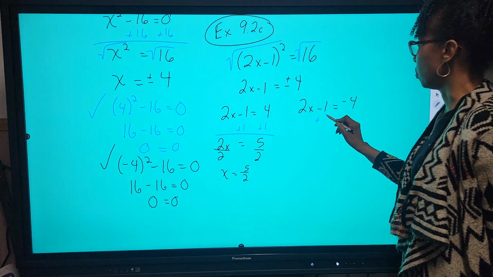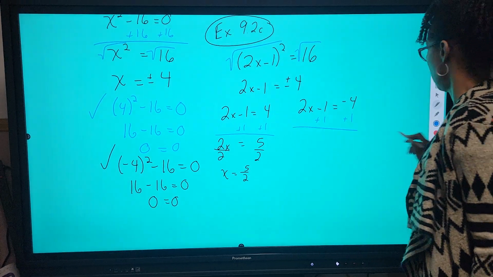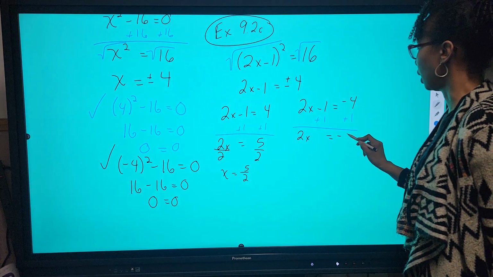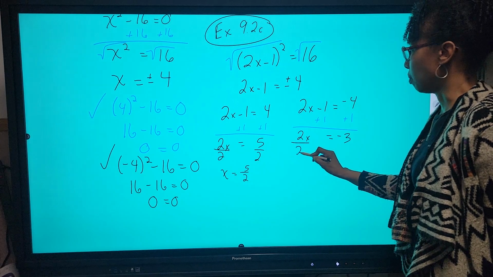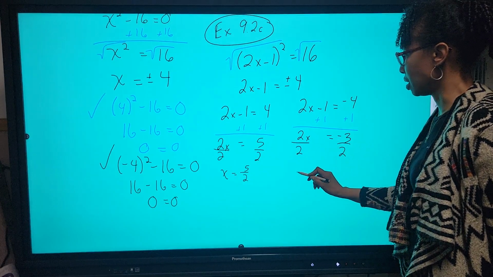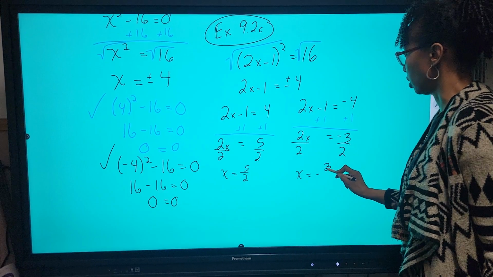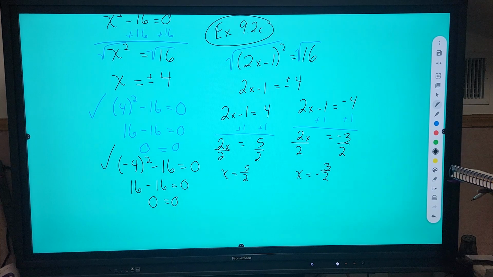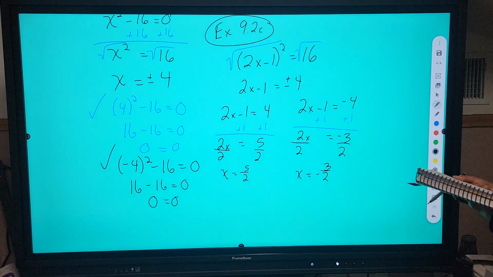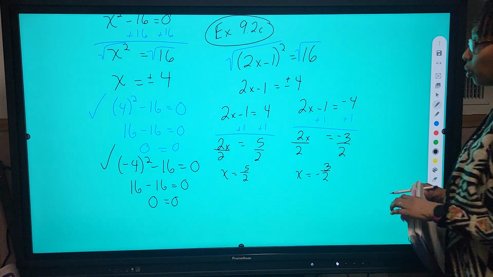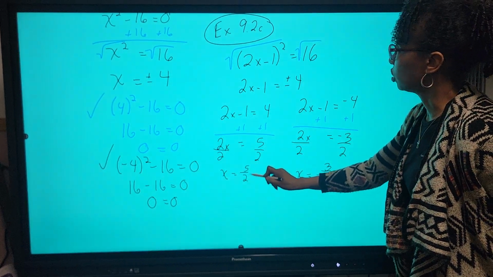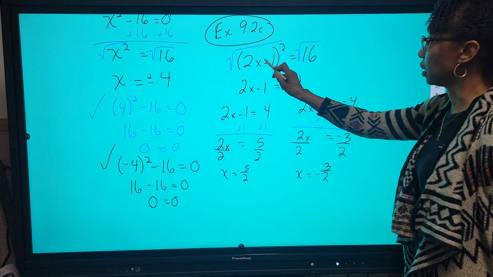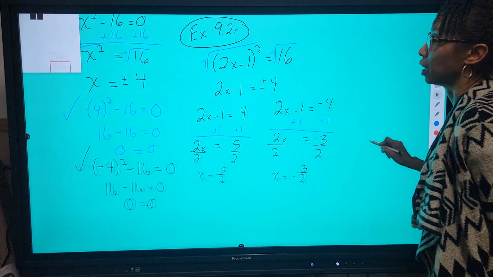On this side, we'll add 1 to both sides, but this time we'll get 2x equals negative 3. When we divide by 2, to fully isolate the x value, we're left with a negative 3 over 2. Okay? Now, we have our two solutions. Both solutions would need to be checked to make sure that they work. So we'll be taking our 5 over 2 and plugging it in for x here, as well as our negative 3 over 2 and plugging it in for x here to make sure that they work.